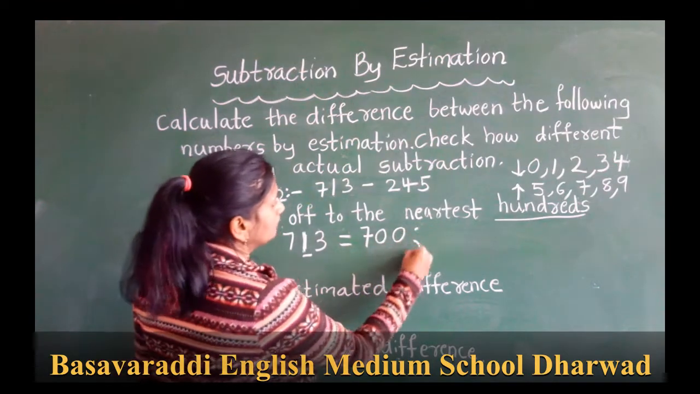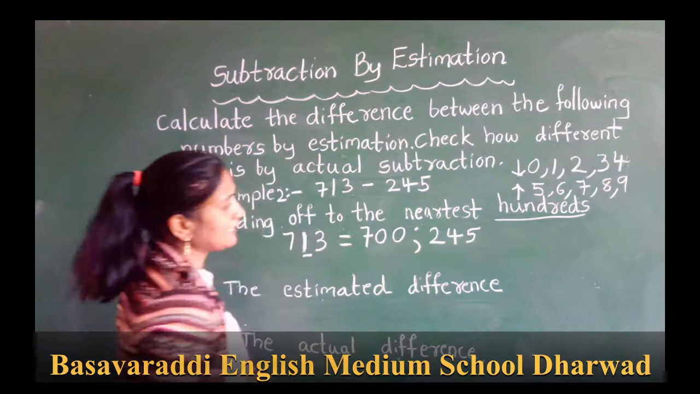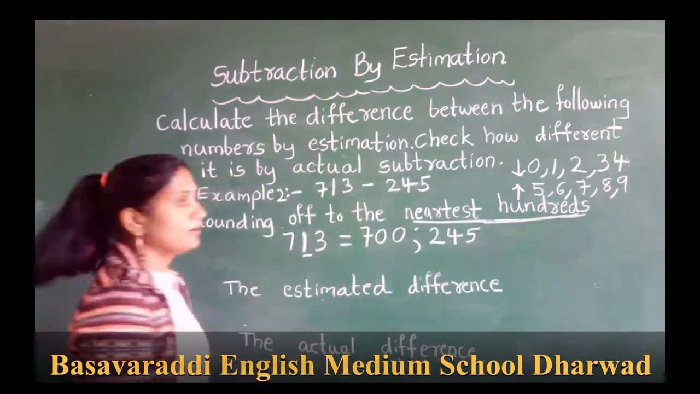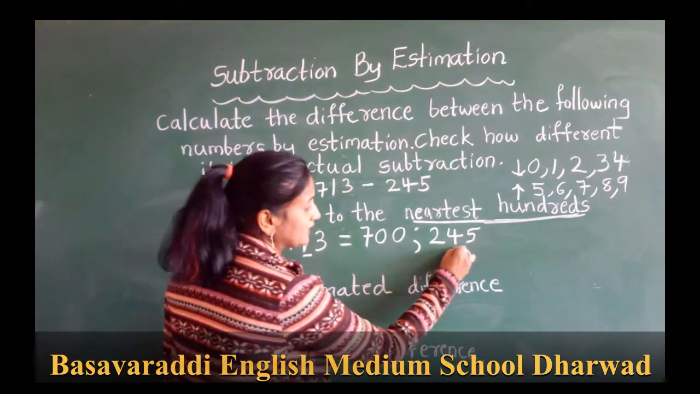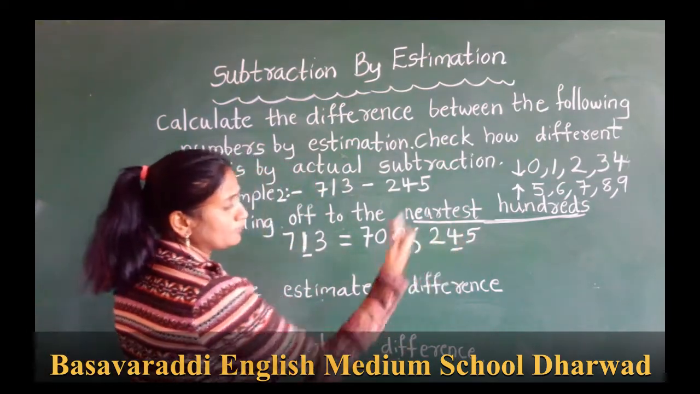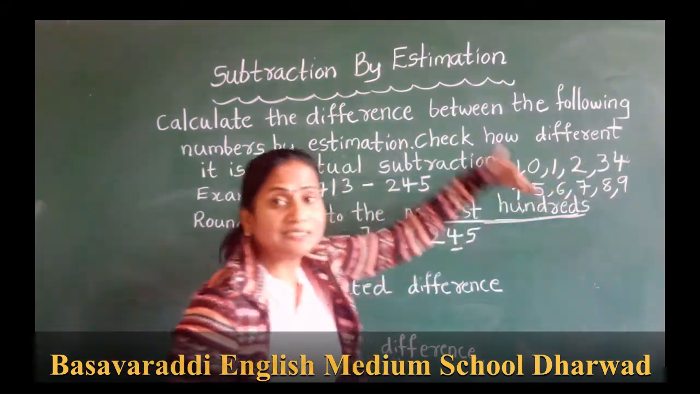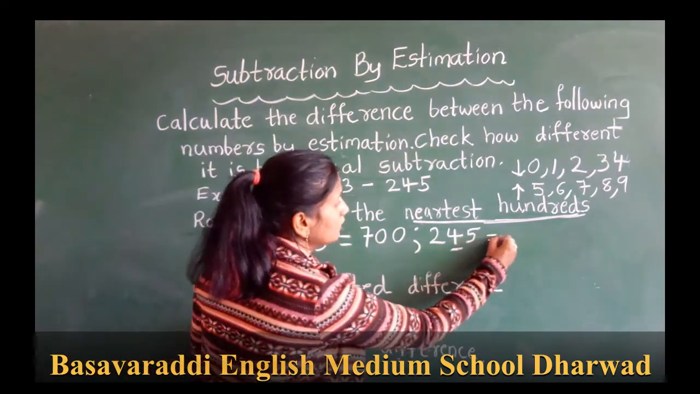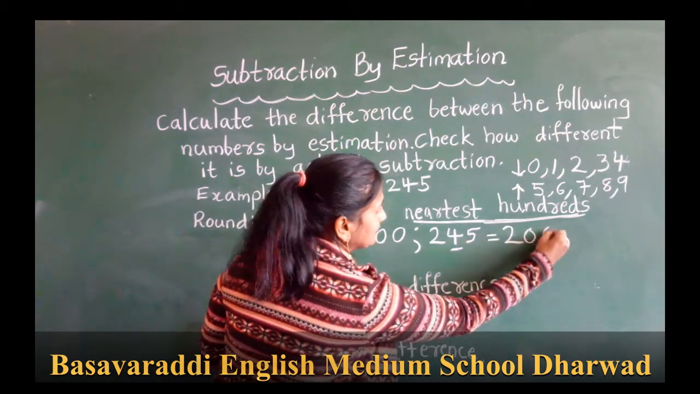Now the second one, 245, where we are seeing the nearest 100. We are rounding off to the hundreds, the nearest 100. Then we have to move on to the tens place. That is a 4. 4 means a push down, so we are not doing anything. Then 2 remains 2, and the tens place is 0 and the ones place is 0.